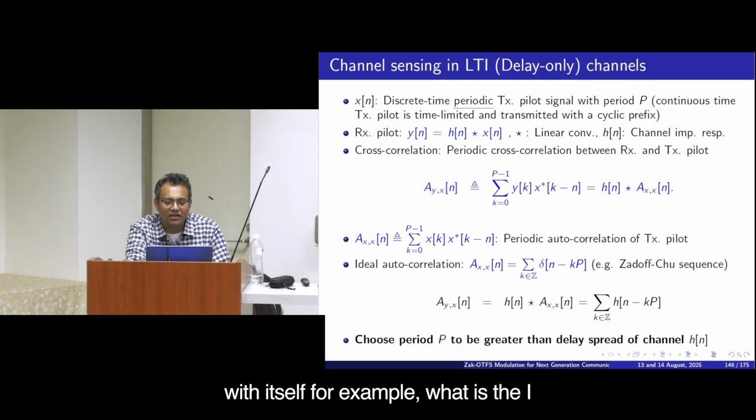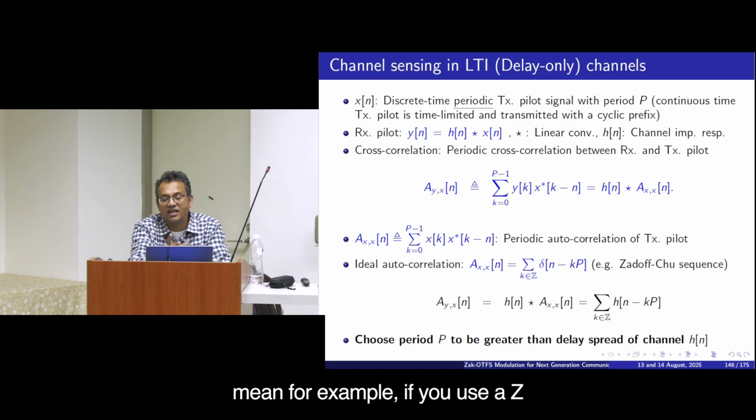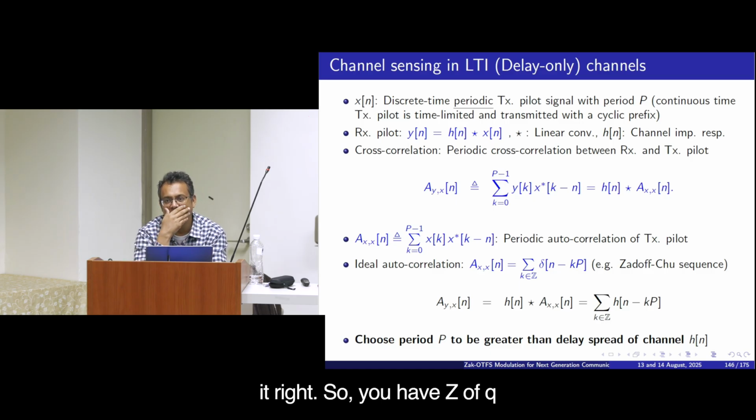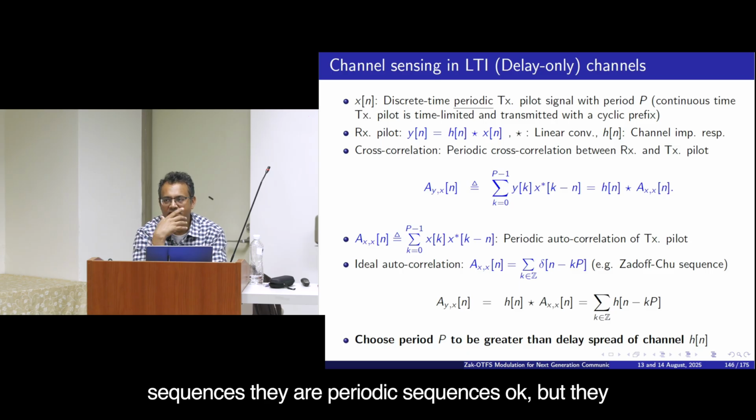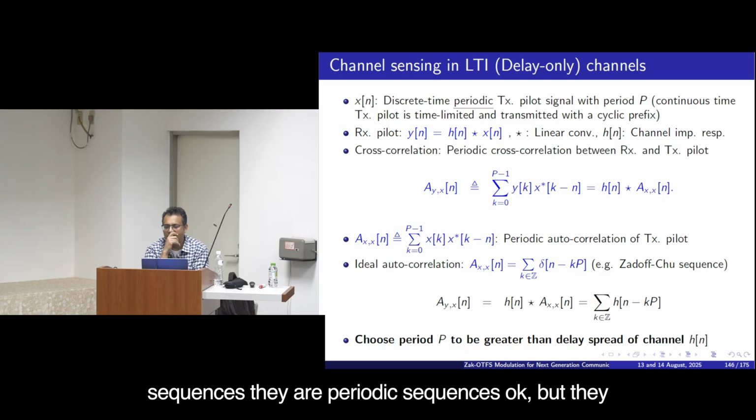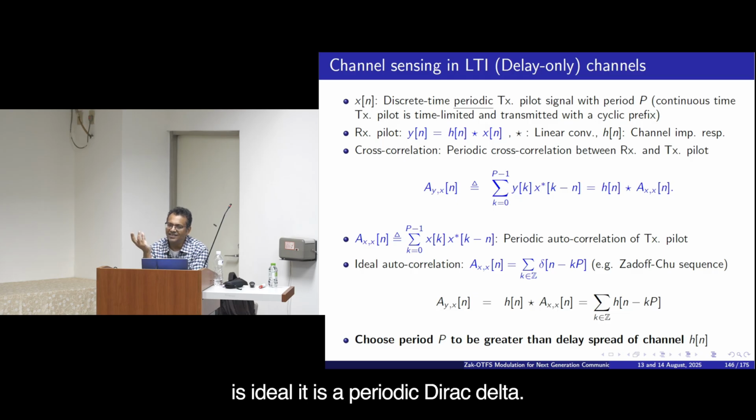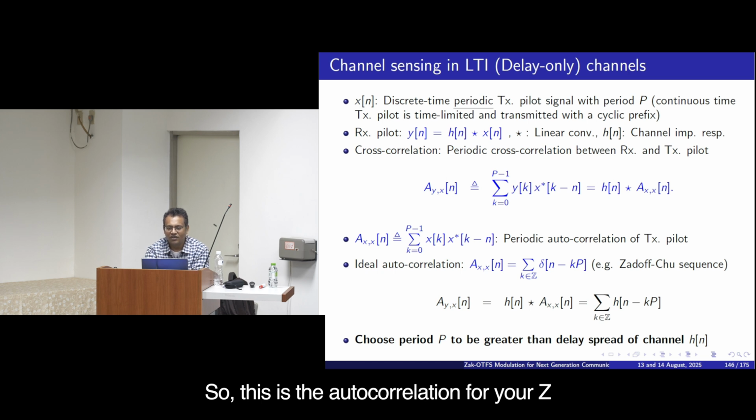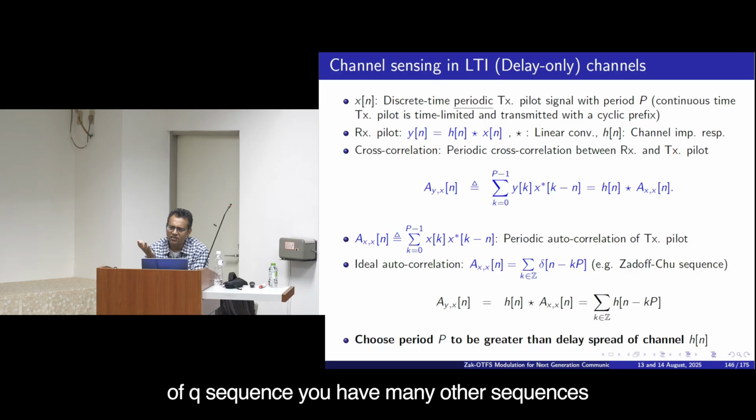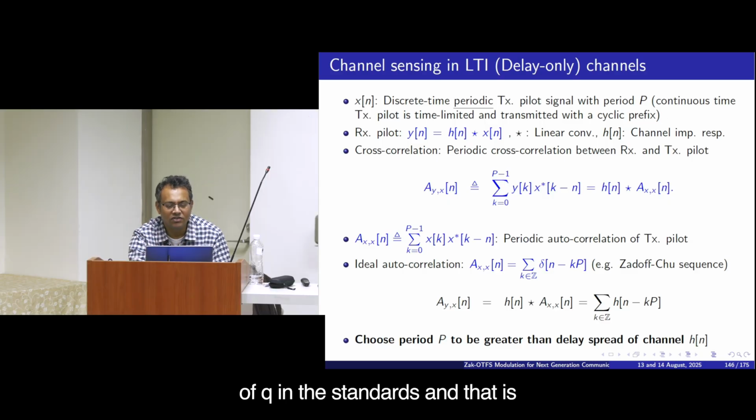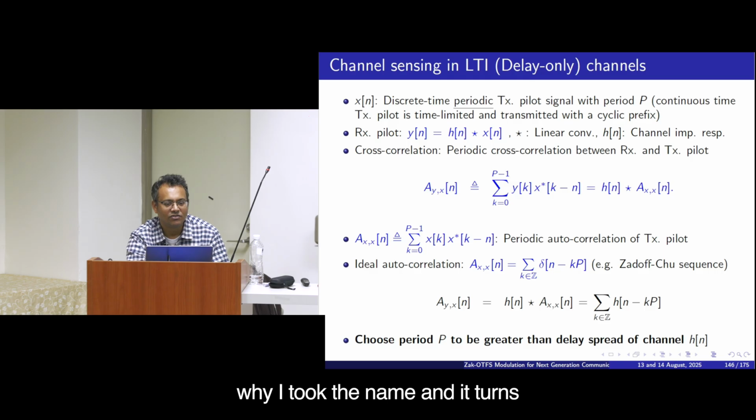For example, if you use a Zadoff-Chu sequence, you would have heard about it, right. Zadoff-Chu sequences are periodic sequences, but they have this very nice property that their autocorrelation is ideal. It is a periodic Dirac delta. So, this is the autocorrelation for your Zadoff-Chu sequence, and you have many other sequences like that, but the standards use Zadoff-Chu, which is why I took the name.